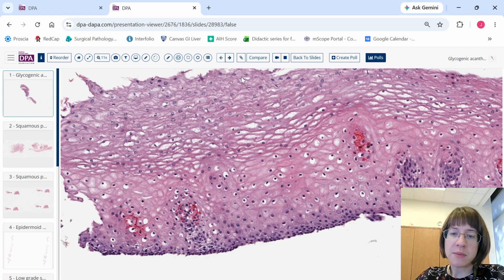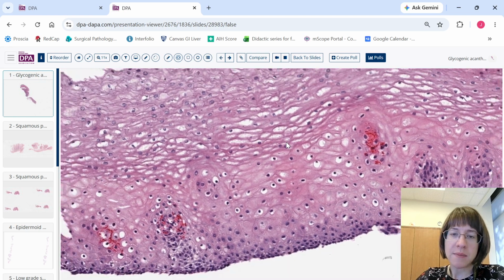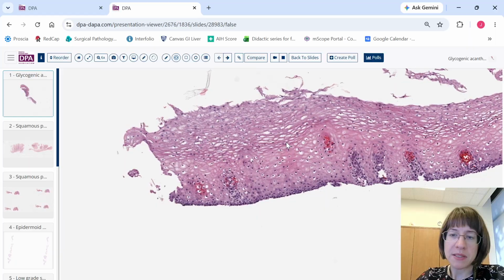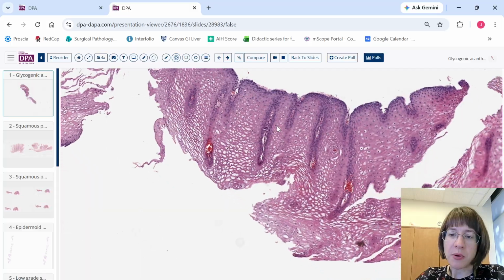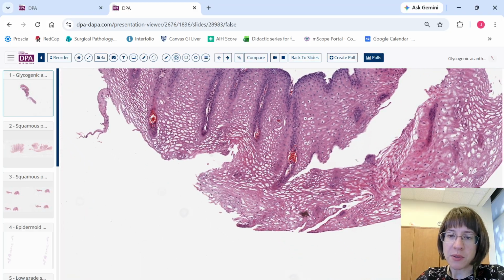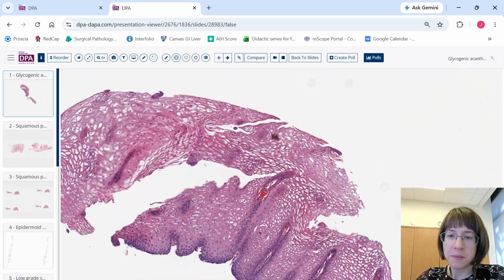The cytoplasm is somewhere between pink and clear, so we do have a couple of areas of clearing here, but for the most part we have fairly pink cells. So this is an example of normal squamous epithelium for comparison. So we're now going to go over to our lesion. I'm going to flip this around so that the luminal surface is at the top.